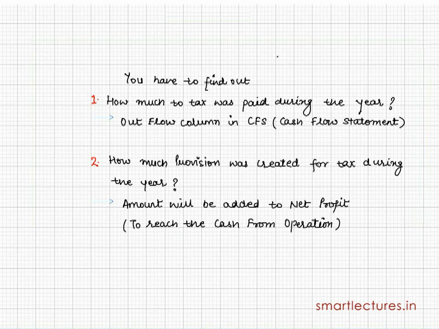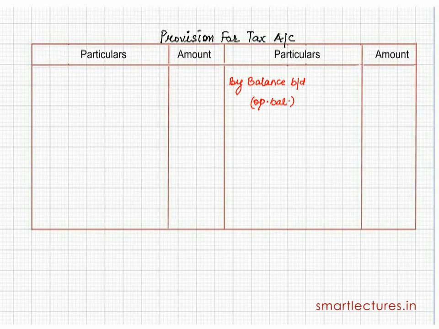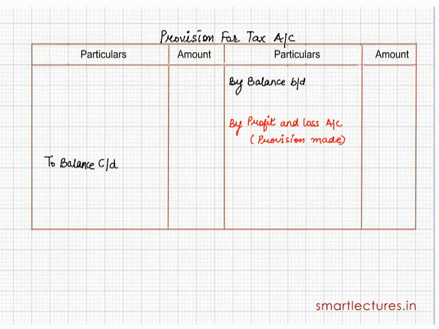So let's prepare the provision for tax account, because it is always shown on the liability side. So it has the credit balance. It means it carries the credit balance. So the opening balance will be on the credit side, by balance b/d, and the closing balance will be on the debit side, to balance c/d. And by profit and loss account on the credit side, and in the inner column you will write provision made, and on the debit side to cash, in brackets you can write tax paid. So these are the four items you should prepare in the provision for tax account for the convenience of solving the question.